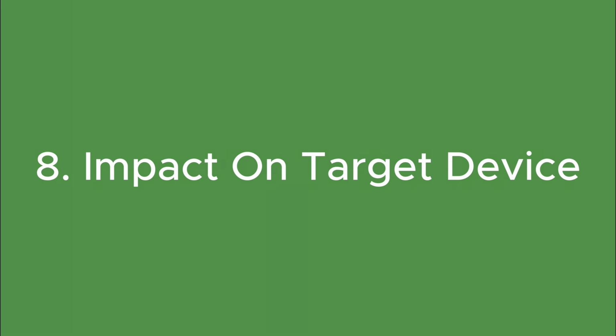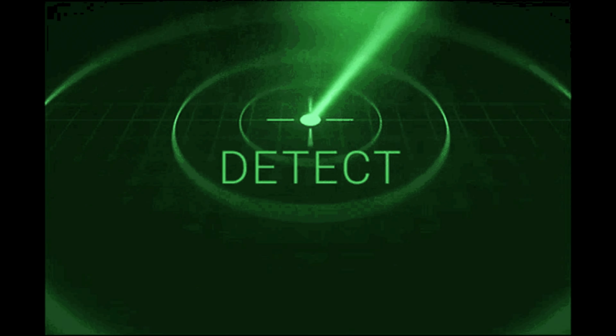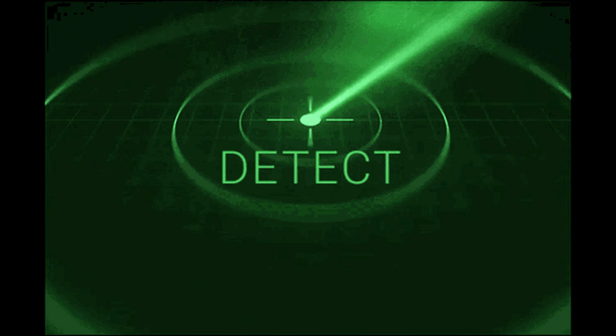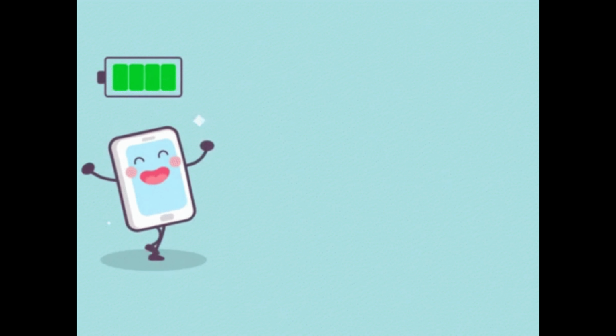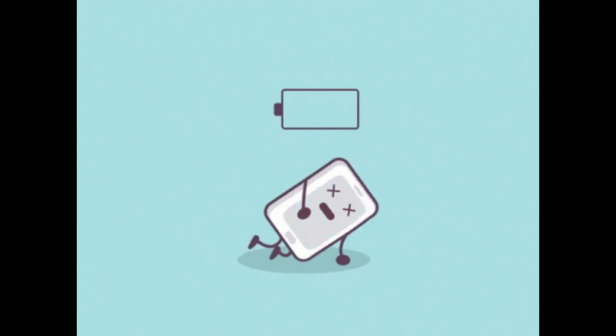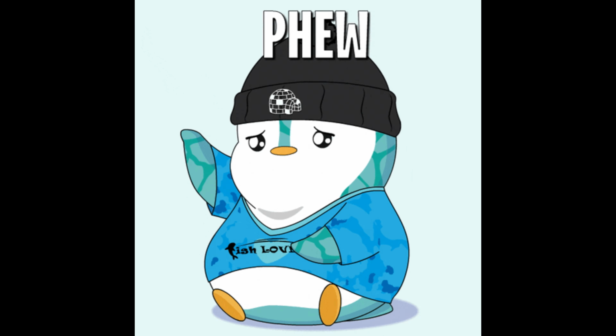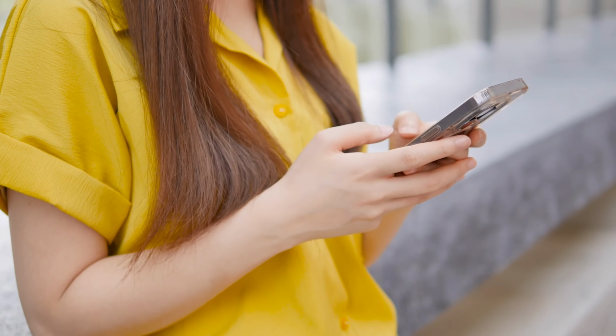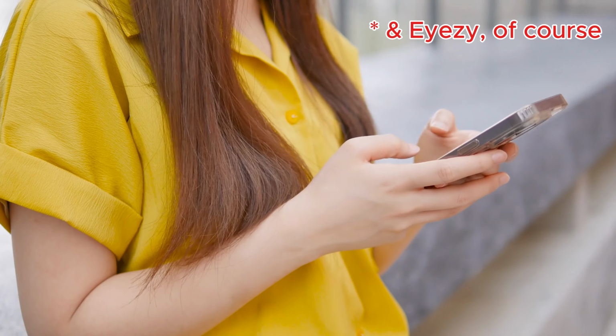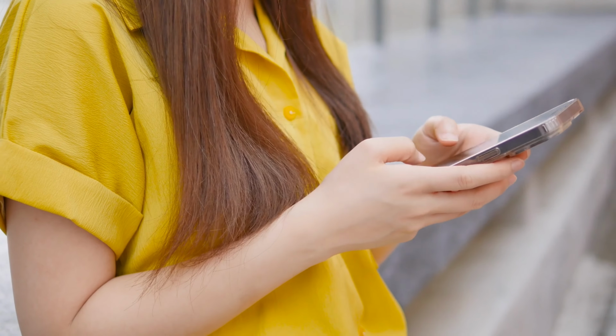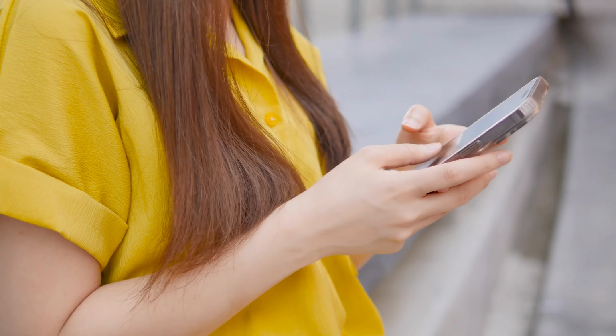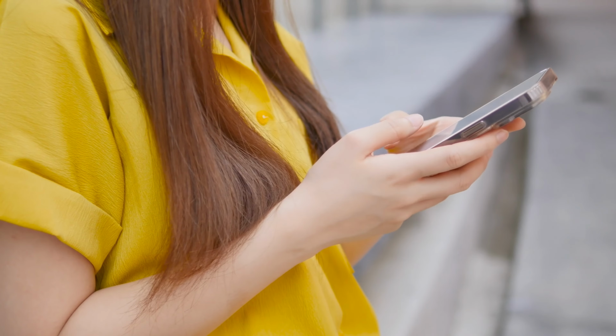Now let's talk about the impact these apps have on the target device. Spy apps are designed to remain discreet on the target phone, operating quietly to avoid detection. However, poorly designed apps can lead to issues like rapid battery drain or slow performance. Fortunately, both uMobix and mSpy are well optimized and do not suffer from these problems, ensuring smooth and efficient operation without affecting the phone's performance.